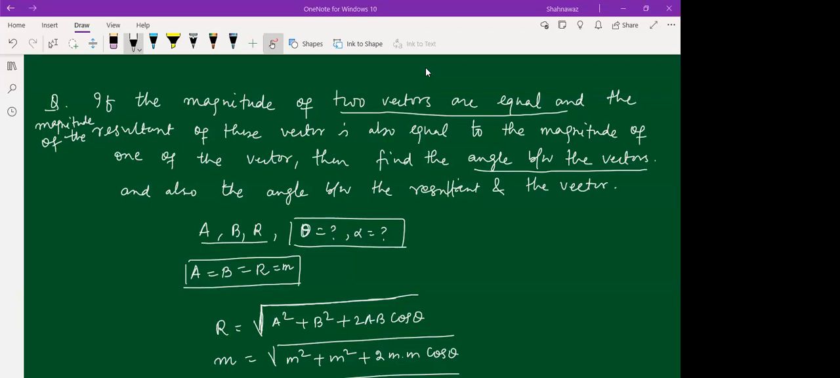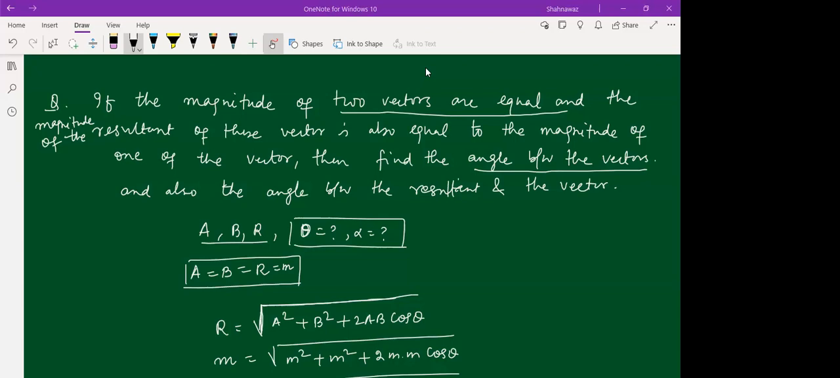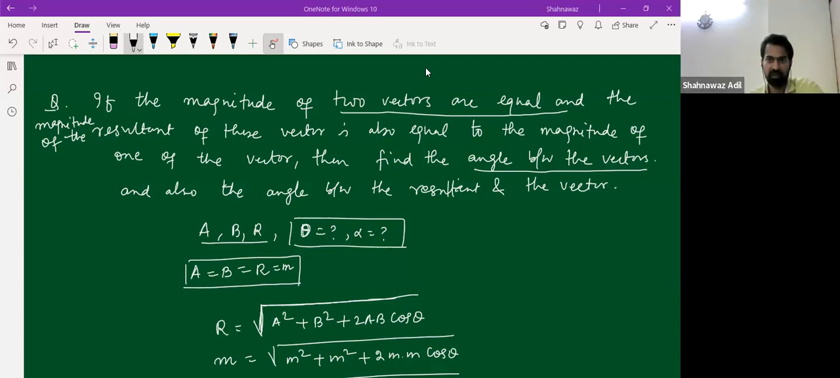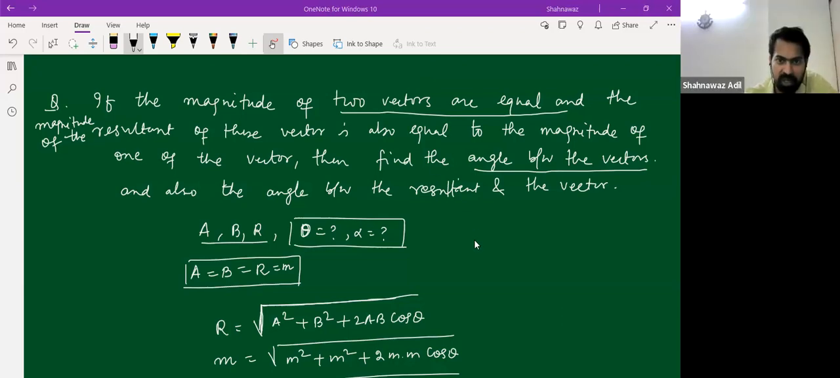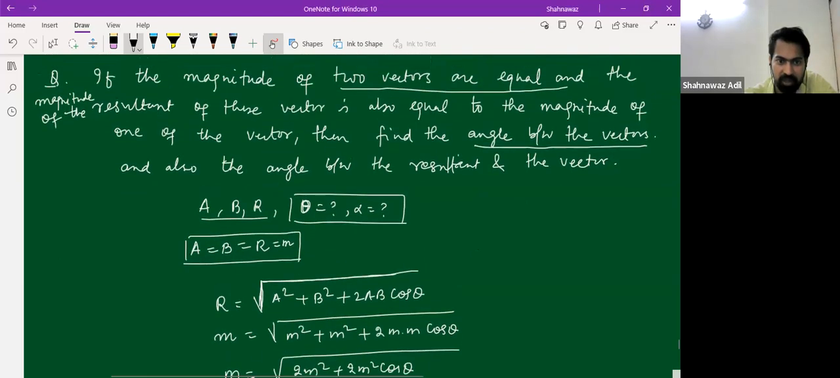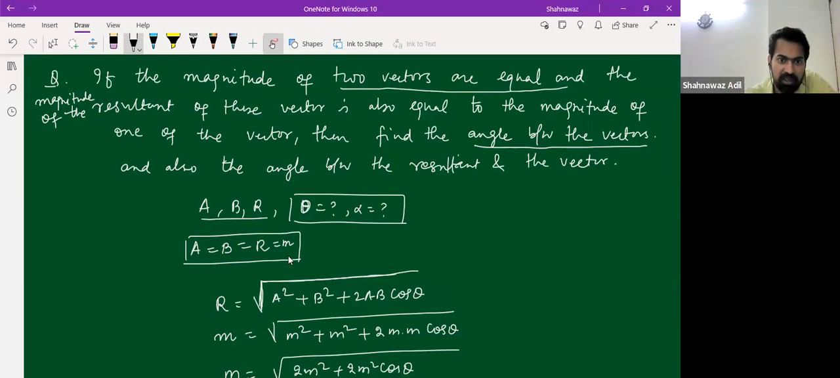Sir, your voice is not audible, it's breaking in between. Can you hear me now? Yes, sir, now I can hear. Do you have any doubt in this question? Till M equals root of this, I don't have. Okay, so you got disconnected at this point. M equals root of this. Okay, so all these magnitudes are equal, right?